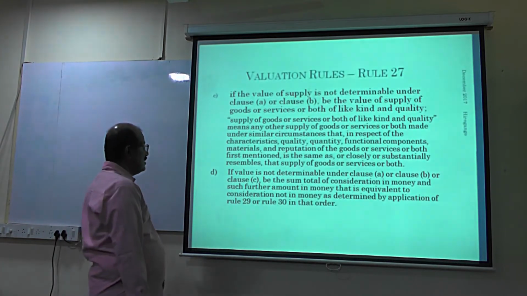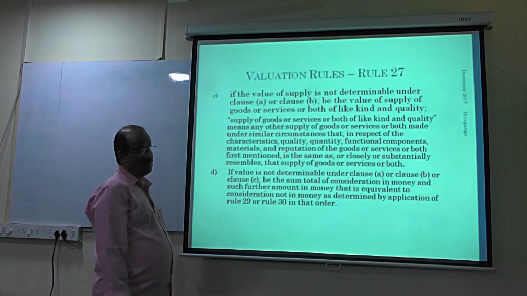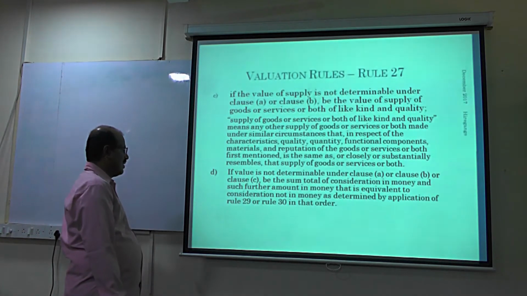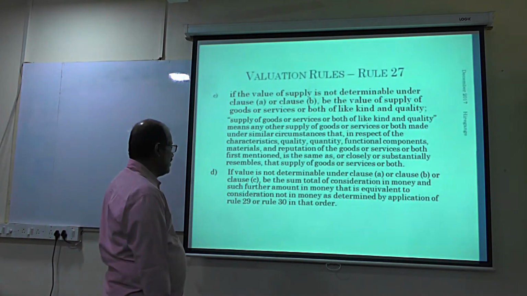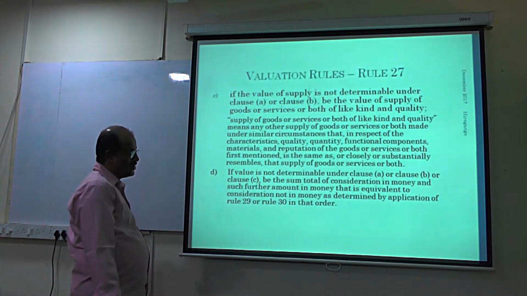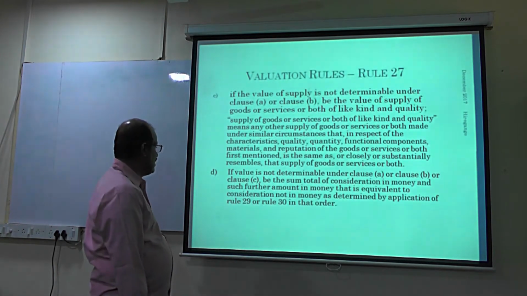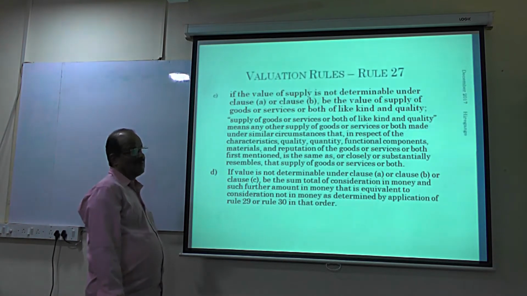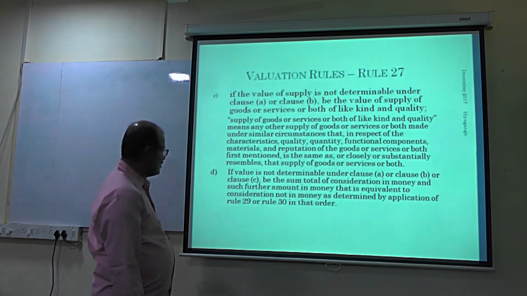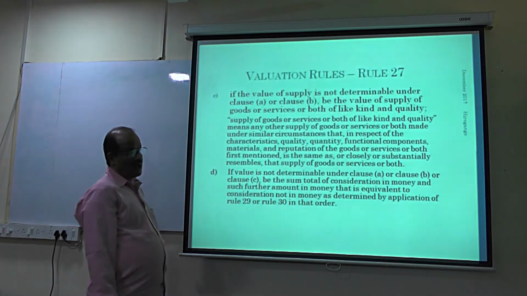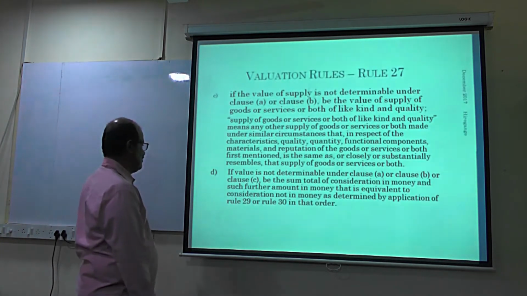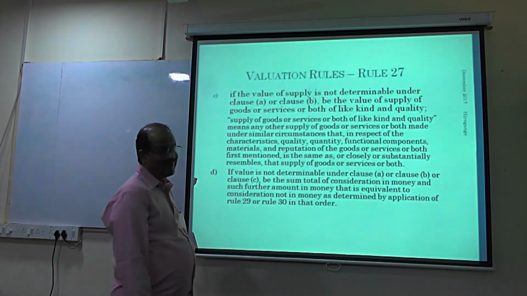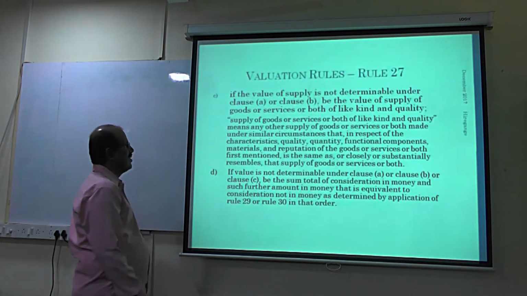Now, if value is not determinable under all the three conditions above, then we go to the other two rules, namely cost of production or acquisition of goods or provision of service, and lastly the residual method. And the rules have to be proceeded sequentially.